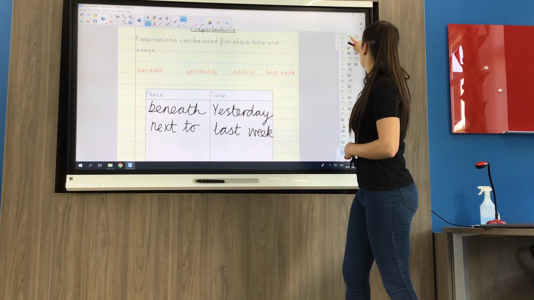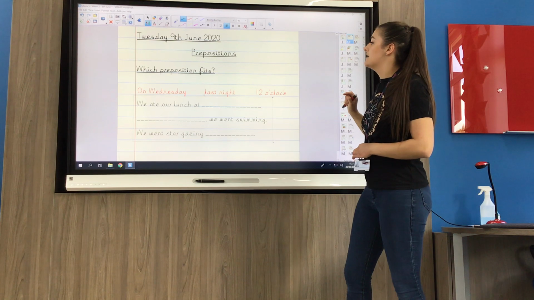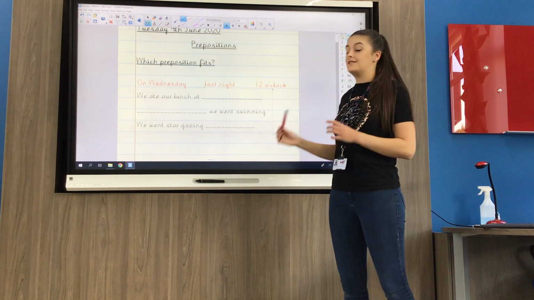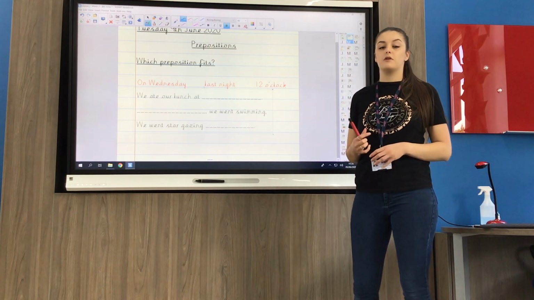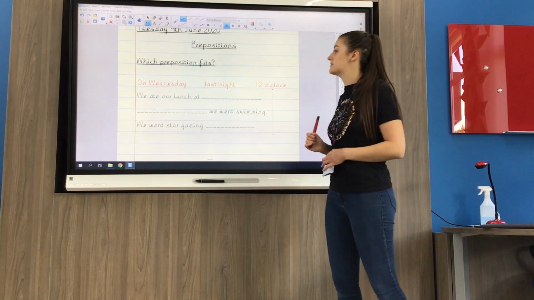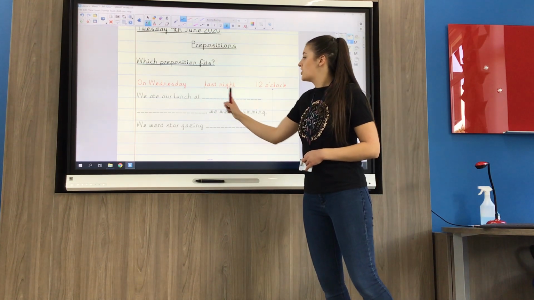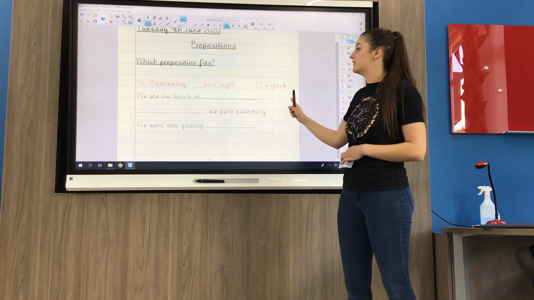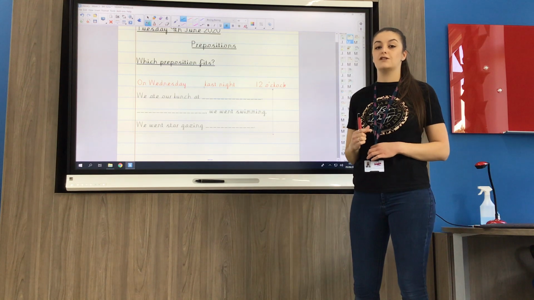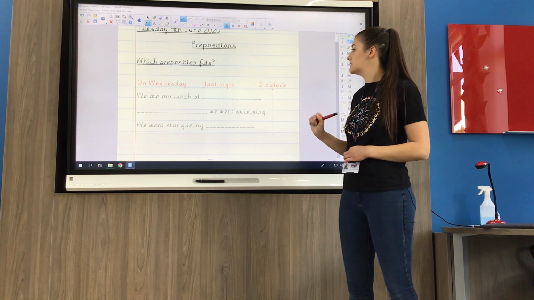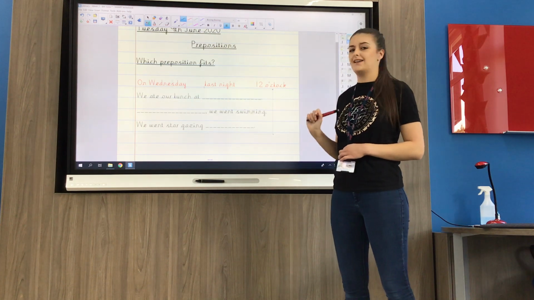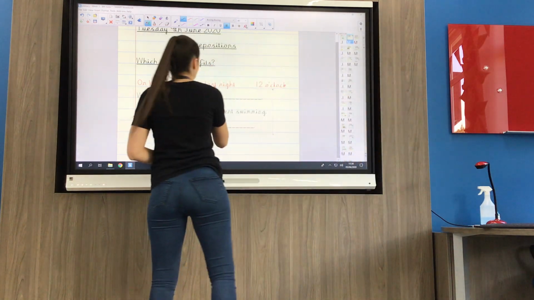So another activity that you could have is asking which preposition fits for time. Now we've done similar sentences to these in adverbs, so you should be really good at these. We ate our lunch at, on Wednesday, last night or 12 o'clock. You've got to think which preposition for time fits best. So that doesn't make sense, on Wednesday. We ate our lunch at last night. No, so it must be at 12 o'clock.